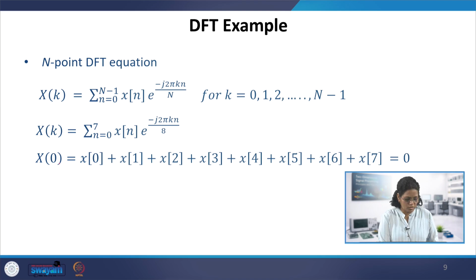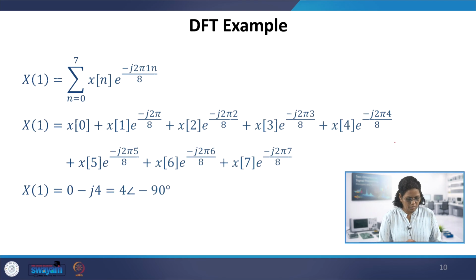This represents the DC; k equal to 0 represents the DC. So the DC component is absent. It is obvious, since the signal we had taken has 1000 hertz and 2000 hertz, 1k and 2k, and it doesn't have any DC component. So it is shown clearly here that x of k equal to 0 is 0.